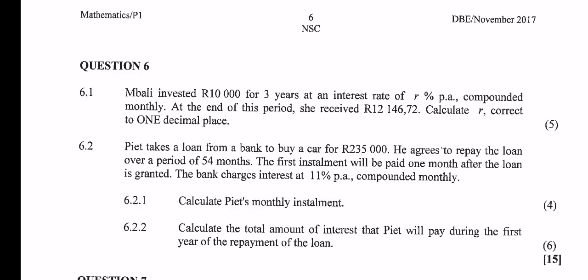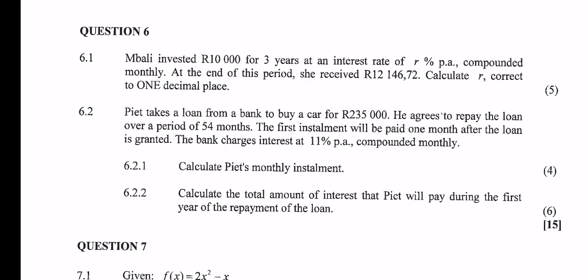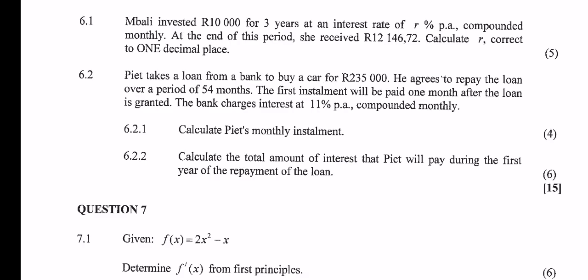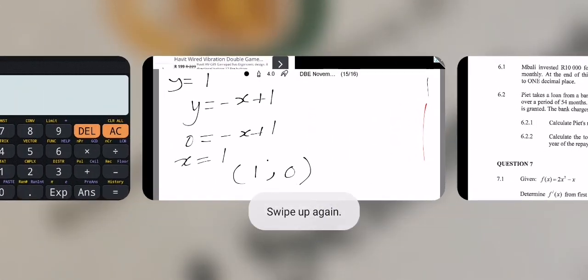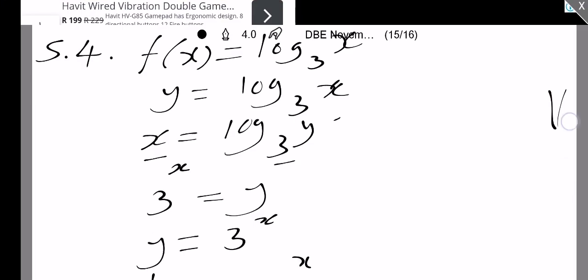Okay, let's move on to the next question. Finance. Mbali invested 10,000 for 3 years at an interest rate of R% per annum compounded monthly. At the end of this period, she received 12,147.72. Calculate R correct to 1 decimal place.